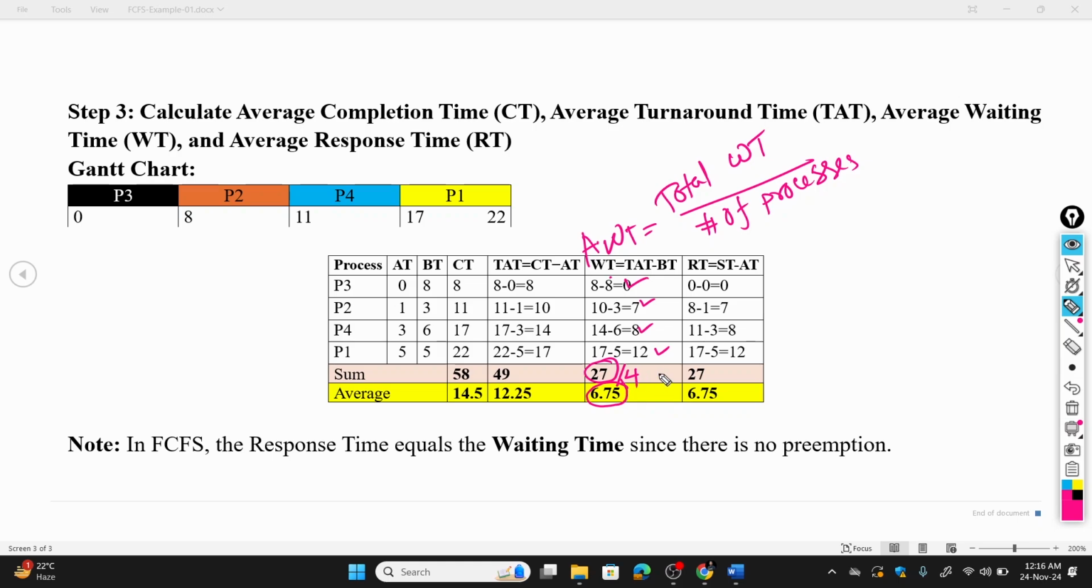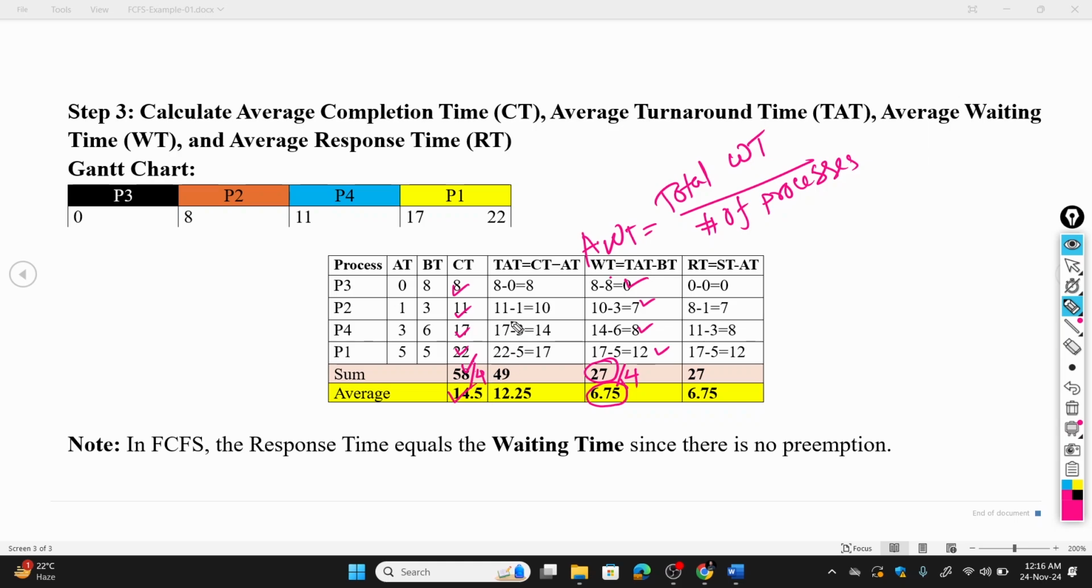Okay, now we have to calculate average completion time. So the sum of completion time is 58. I mean 8 plus 11 plus 17 plus 22 is equal to 58, and the number of processes is 4. So 58 divided by 4 is equal to 14.5, which is the average completion time.